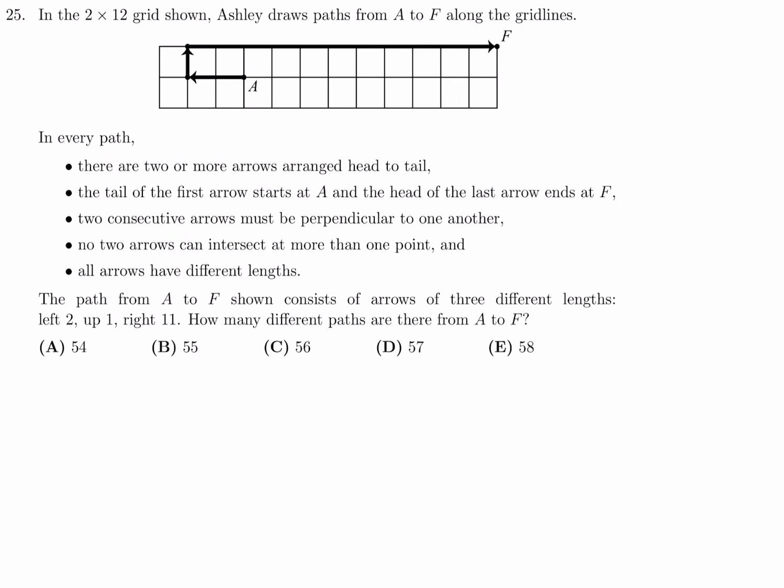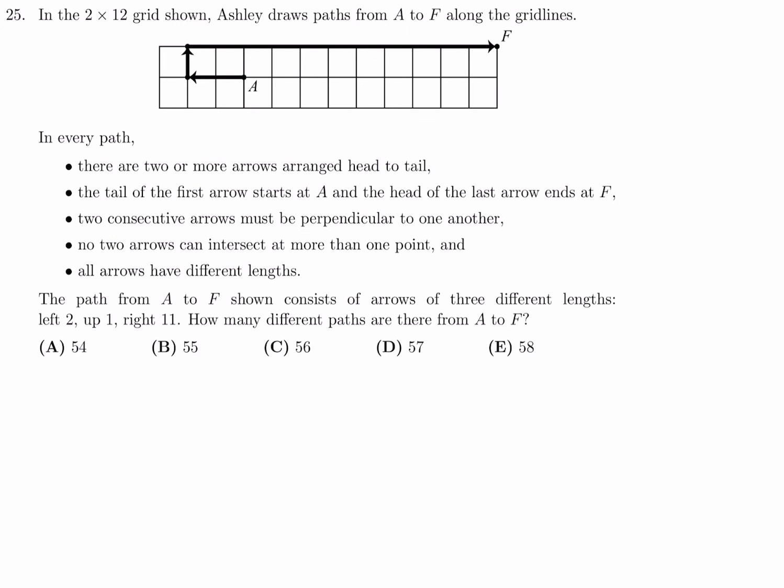In the 2x12 grid shown, Ashley draws paths from A to F along the grid lines. In every path, there are 2 or more arrows arranged head to tail. The tail of the first arrow starts at A, and the head of the last arrow ends at F. 2 consecutive arrows must be perpendicular to one another. No 2 arrows can intersect at more than one point, and all arrows have different lengths. The path from A to F shown consists of arrows of 3 different lengths, left 2, up 1, right 11. How many different paths are there from A to F?